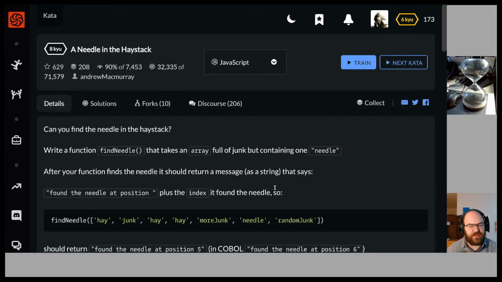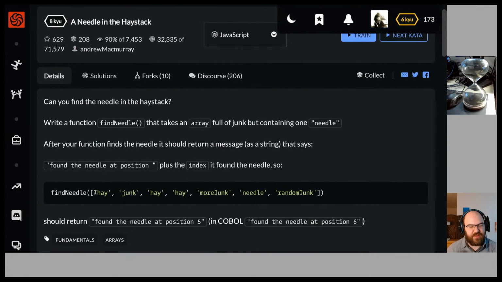Can you find the needle in a haystack? Write a function findNeedle that takes an array full of junk but containing one needle. After your function finds the needle, it should return a message as a string that says found the needle at position plus the index it found the needle. So findNeedle, hay, junk, hay, more junk, needle, random junk should return found needle at position 5. In COBOL, found the needle at position 6. Oh, COBOL index is from 1, huh? Huh.